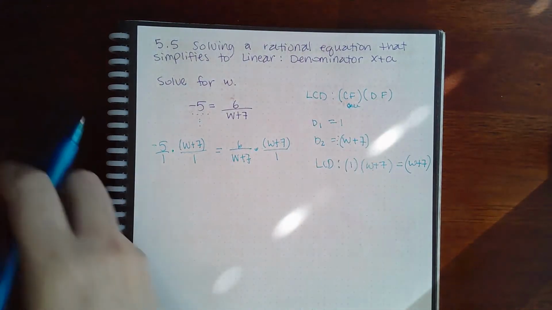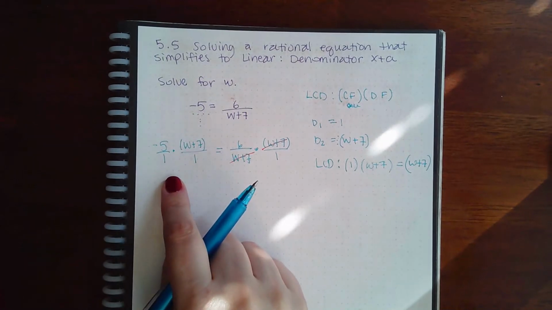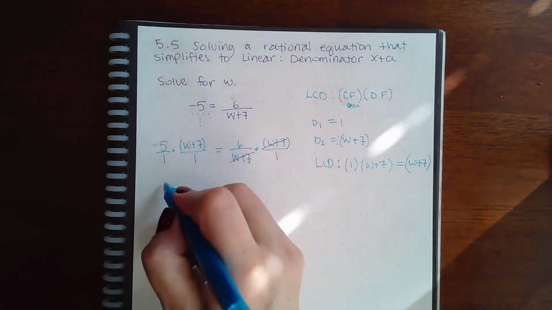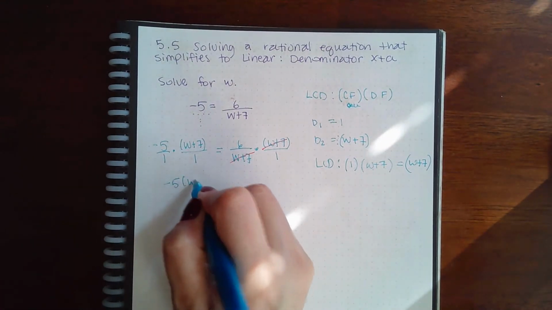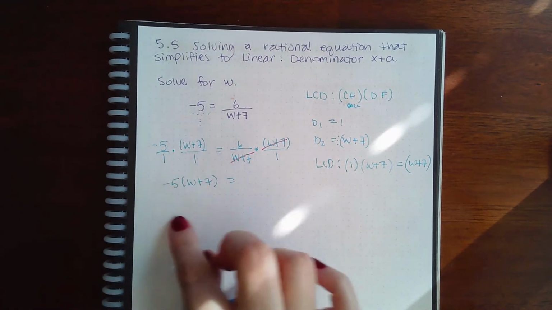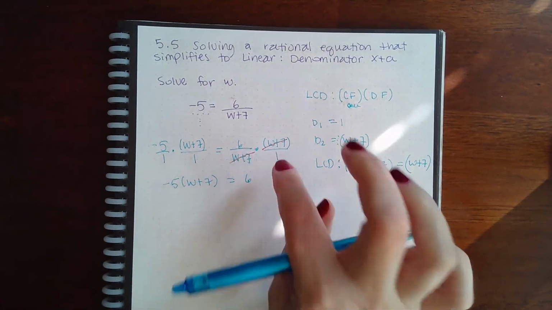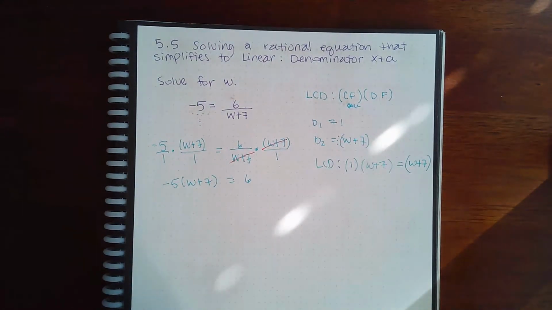And then we reduce. So here these will reduce. On the left hand side of the equation, nothing will reduce. So I end up with 5 times (w plus 7). And since everything is over 1, you don't need to write the fraction. And here I would be left with the 6, but over 1 is just going to be 6.